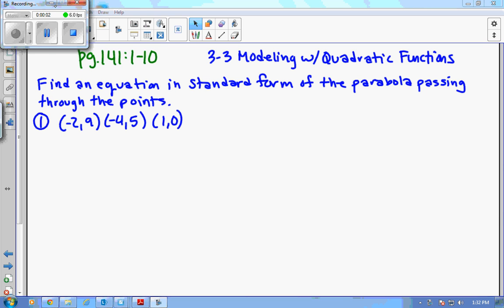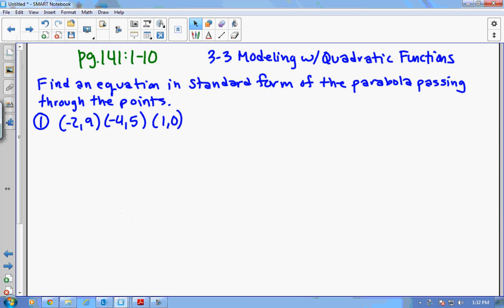Okay, make sure at the top of your paper you write page 141, 1 through 10. This comes from section 3.3, modeling with quadratic functions. You need to write page 141, 1 through 10 down. Okay.